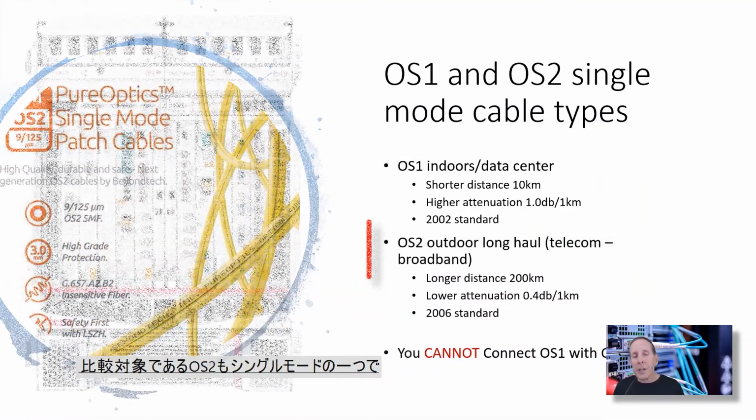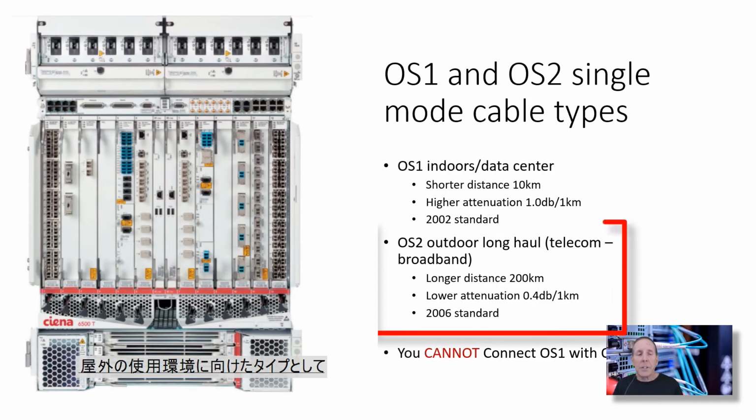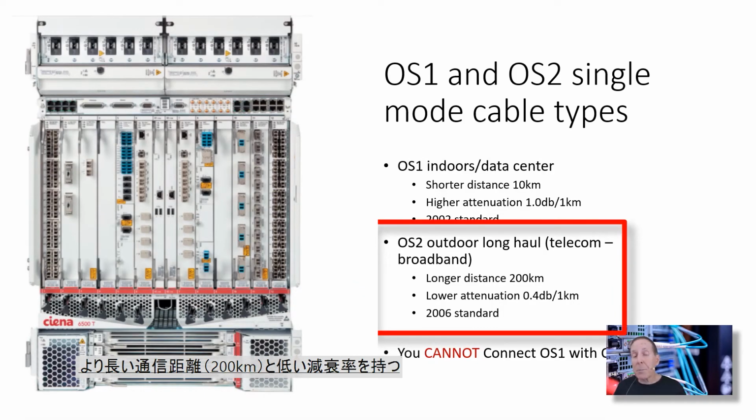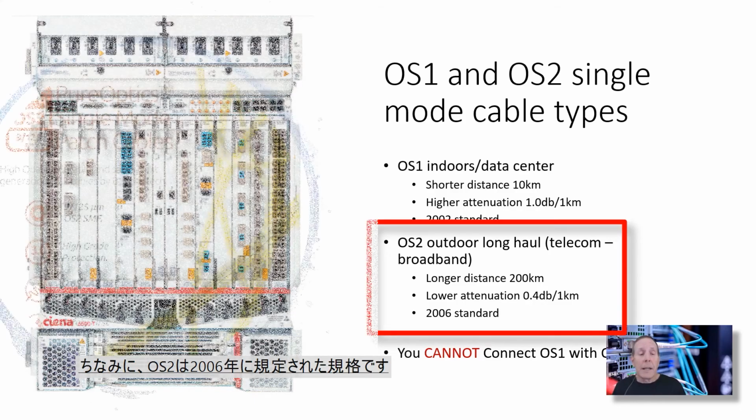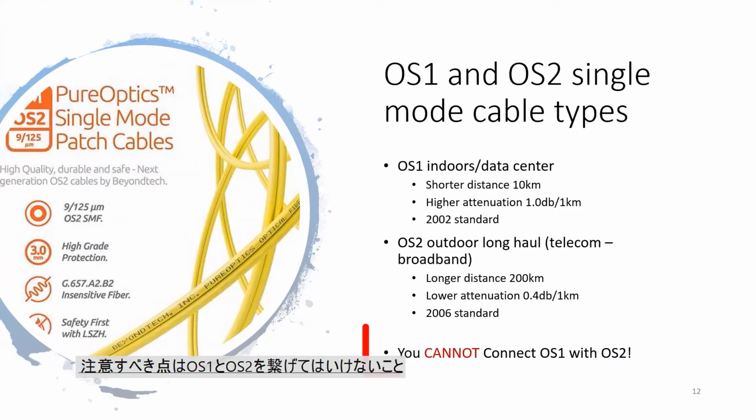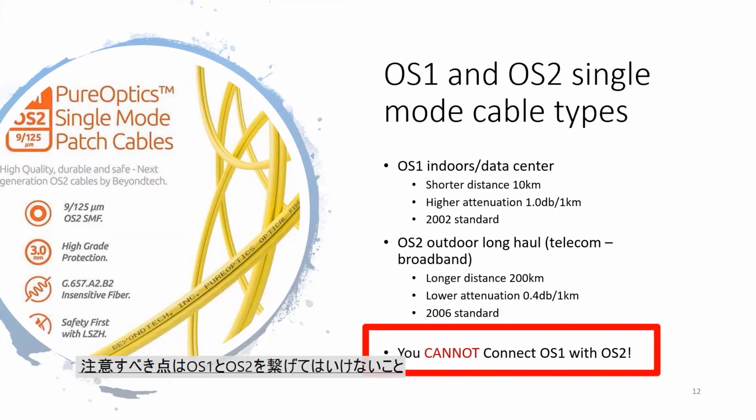The second version was OS2. It's an outdoor long-haul telecommunication broadband, longer distances, about 200 kilometers, lower attenuation per every kilometer. It's a 2006 standard. Remember, you cannot connect OS1 and OS2 cables together.